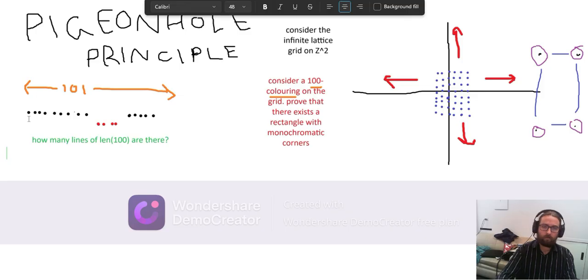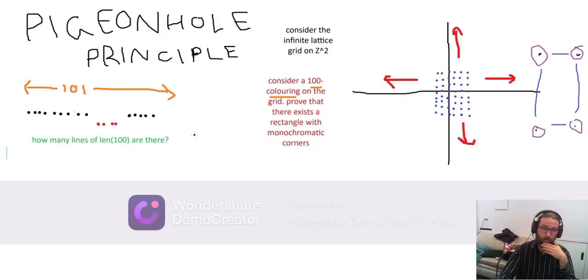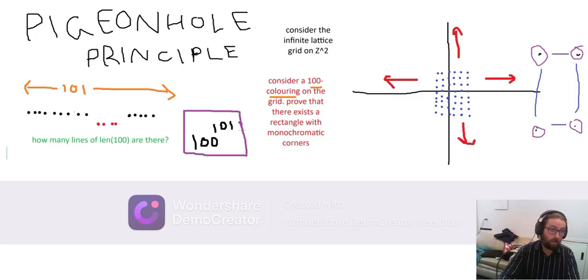Well, for the first dot, I've got 100 options for a color. And for the second dot, I've got 100 options for a color. For the third dot, I've got 100 options for a color. So the answer is going to be 100 to the power of 101. It's a huge number. This is the number of different 1D lines that I can make of length 101.